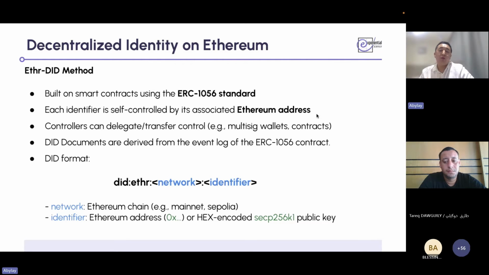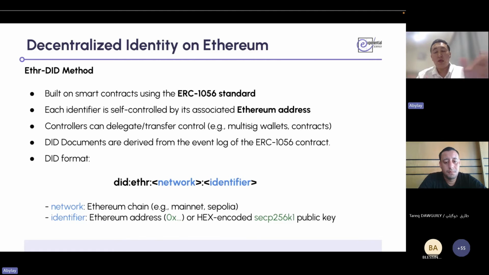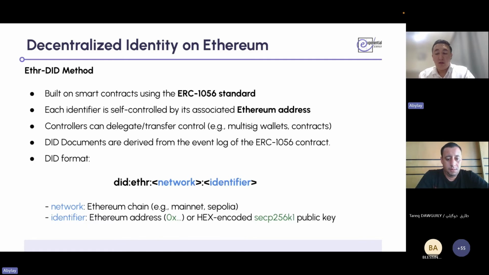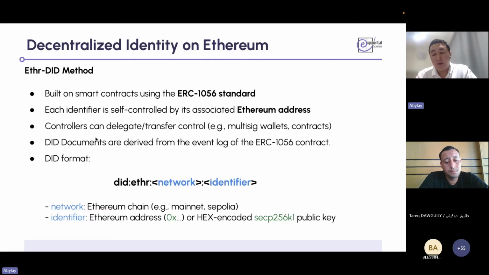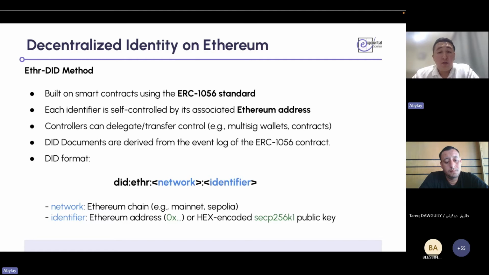So the cool thing with Ethereum is that you don't have to interact with a blockchain to create your DID. Your Ethereum address in your wallet is basically your DID. So you don't have to interact with the network for registering your DIDs. But if you need to update some attributes and also use it properly, you will interact with the smart contract and pay some fee.